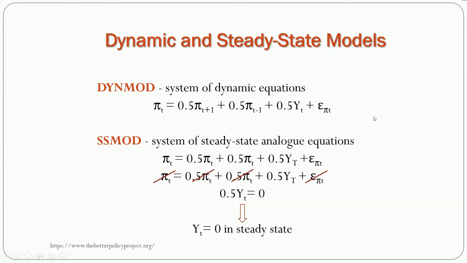And here we get 0.5 y t is equal to 0. In other terms, we can say that y t is equal to 0 in steady state. And this implies that in steady state conditions, the output gap must equal 0 to maintain stability.